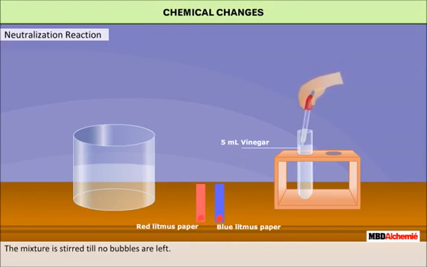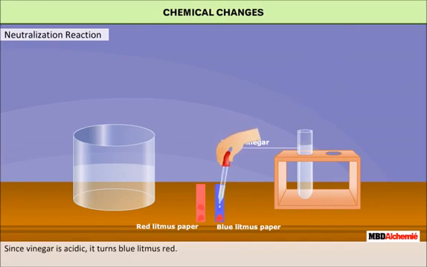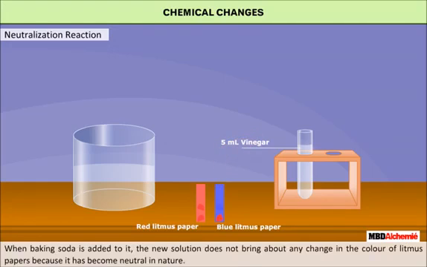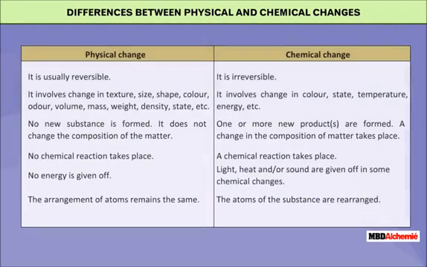The mixture is stirred till the bubbles stop. Again, test the solution with red and blue litmus paper strips. Since vinegar is acidic, it turns blue litmus red. When baking soda is added to it, the new solution does not cause any change of color in any litmus paper because it has become neutral in nature. The vinegar, acid, neutralizes the baking soda, base. Hence, this type of reaction is known as a neutralization reaction. Let us study the difference between physical and chemical changes.